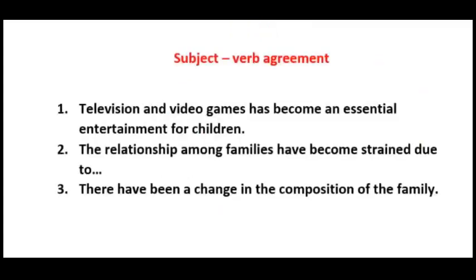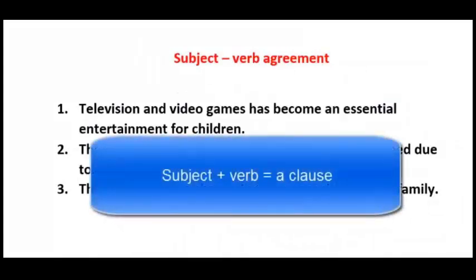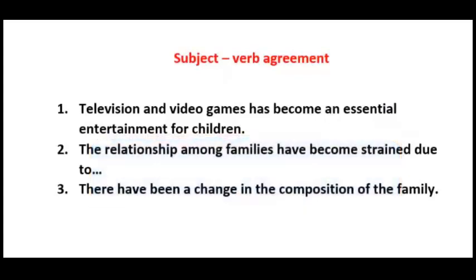Another very common mistake are mistakes with subject and verb agreement. Now, subject and verb is a clause, and it's the basic building block of any English sentence. Have a read of these three sentences. Number 1. Television and video games has become an essential entertainment for children. Number 2. The relationship among families have become strained due to ... Number 3. There have been a change in the composition of the family.